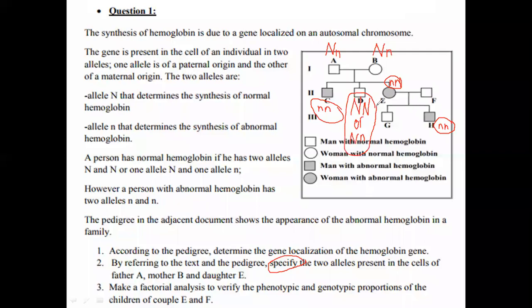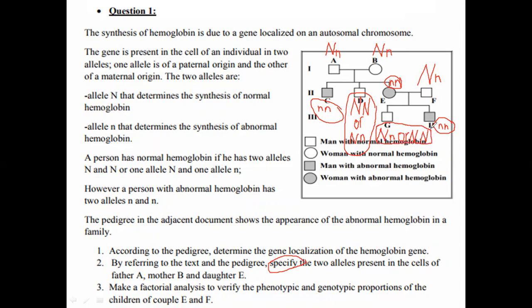Moving to F. Individual F is normal, so she carries the allele N capital for sure. But couples E and F gave birth to affected individual H, who should inherit n small from each of their parents, so obligatory it will be N capital n small. G will be N capital n small, or N capital N capital. Who can tell me if this is correct or not?